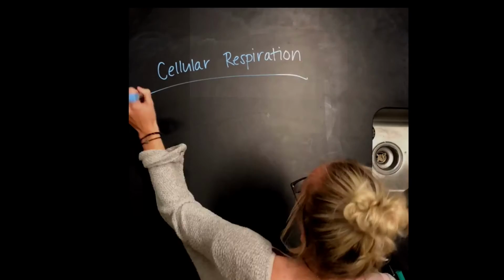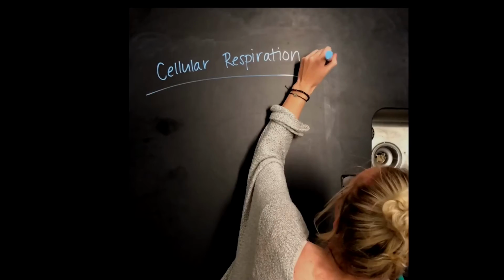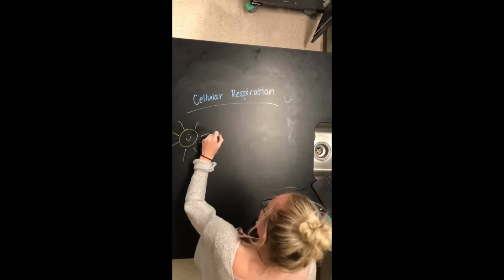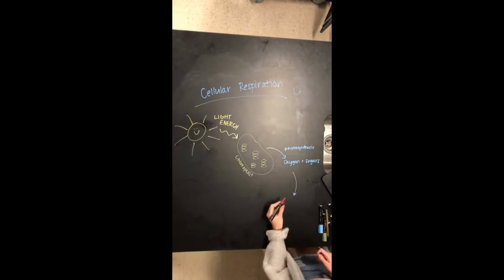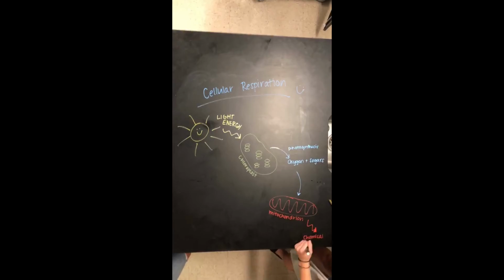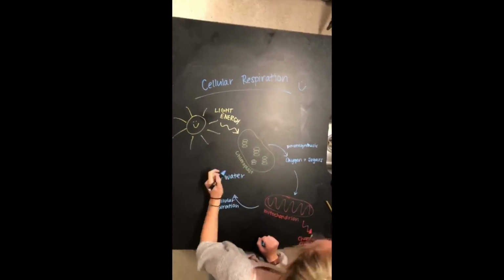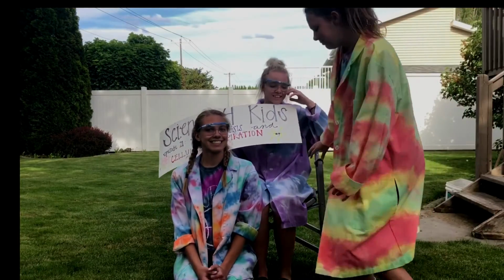Now here's a quick recap on cellular respiration. Cellular respiration takes in sunlight and uses it as food to create ATP, a chemical that is used as energy in all cells.